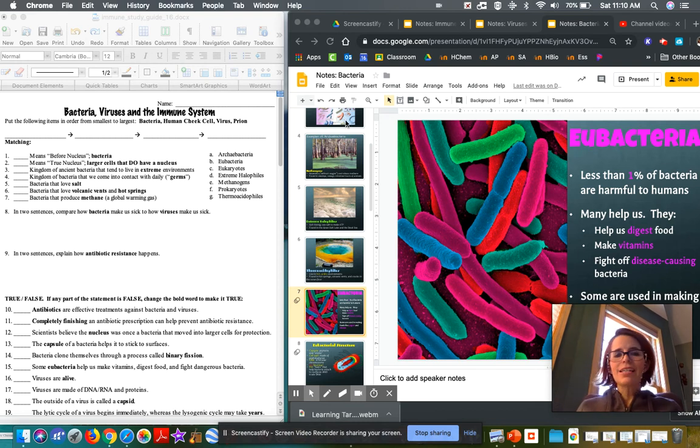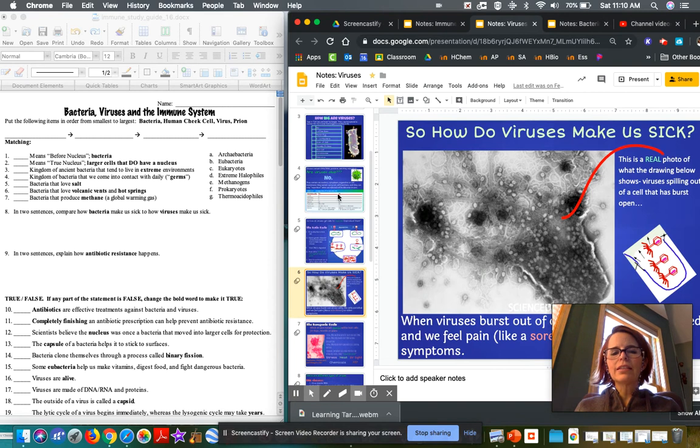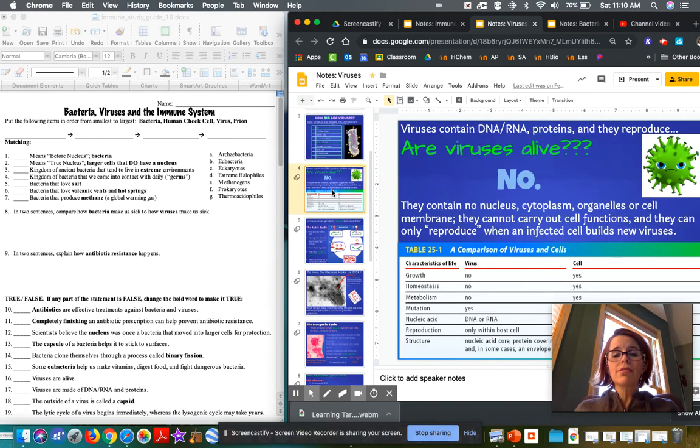Number 16, viruses are alive is false. We say that viruses are not alive. They do have DNA, but because they're not made of cells, because they can't do any of the other cell processes of life, they don't currently fit into our definition of what's alive.